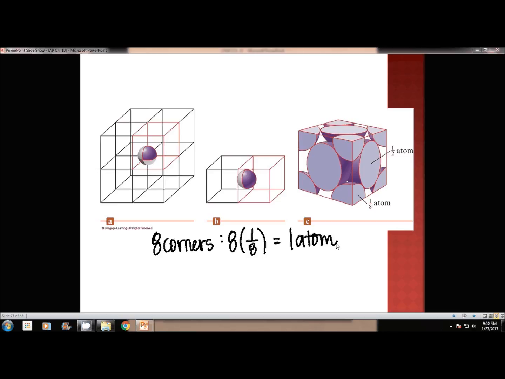And then from the face, because this is face-centered cubic here, the face shows half an atom. So that's what picture B is showing you. That half of an atom is inside the box when it's on the side. And there's 6 sides to the box. So if we have 6 faces, then we would take 6 times 1/2, because half of the atom is in the box. And so that would give us 3 atoms total inside the box. So the total in the box for a face-centered cubic is a total of 4 atoms.